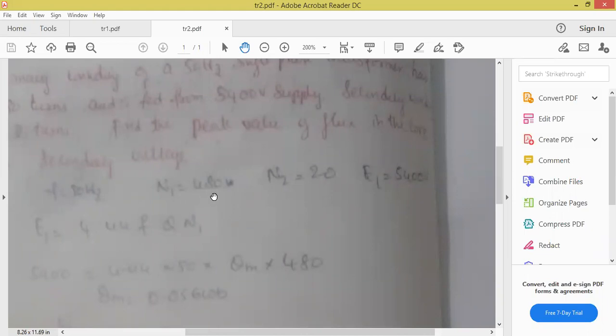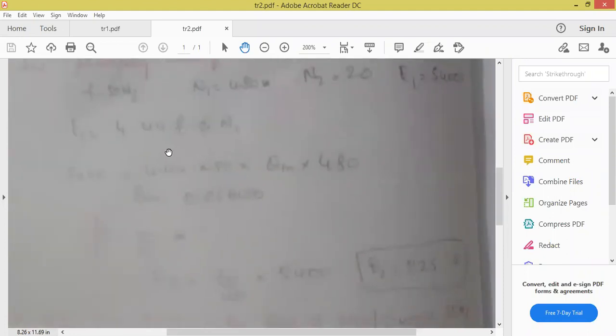N1 is 480 and N2 is 20 turns. N2 is less than N1. Tell me, is this a step up or step down transformer? Step down. The secondary winding value is less, which means it is a step down transformer. Okay, now just substitute 4.44 into 50 into the magnetic flux.